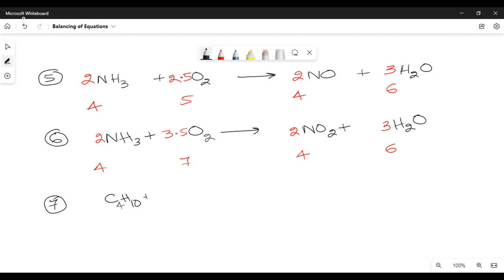C4H10, butane, is a common fuel. It's used for cooking food at home and in different countries, which when it reacts with oxygen produces again the same products, carbon dioxide and water. So first we can go with the carbon, so we can write 4 with the carbon dioxide. Good.